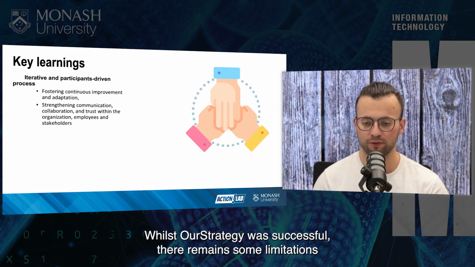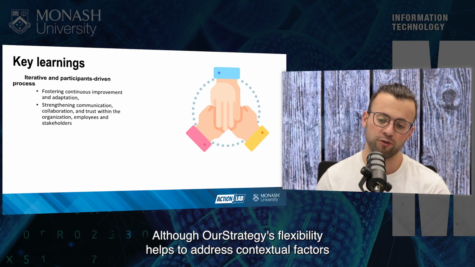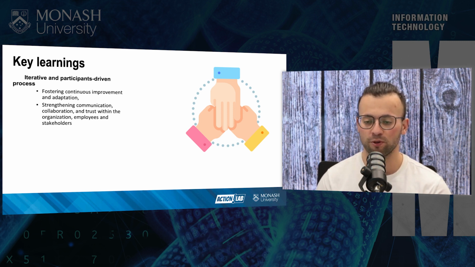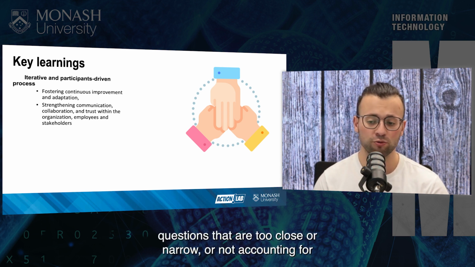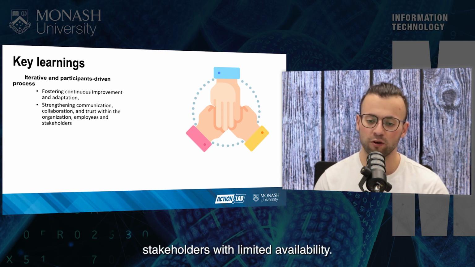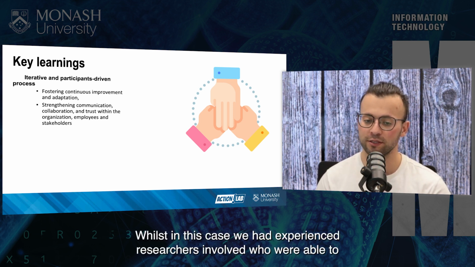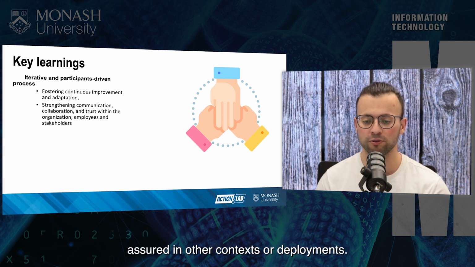Whilst OurStrategy was successful, there remain some limitations to the OurStrategy process that should be considered. Although OurStrategy's flexibility helps to address contextual factors, it can limit the quality of the data if the configuration of the process is not appropriate. Potential mistakes can include having short iteration cycles, including questions that are too close or narrow, or not accounting for stakeholders with limited availability. Whilst in this case we had experienced researchers involved who were able to prevent these types of mistakes, this might not be something that can be assured in other contexts of deployments.